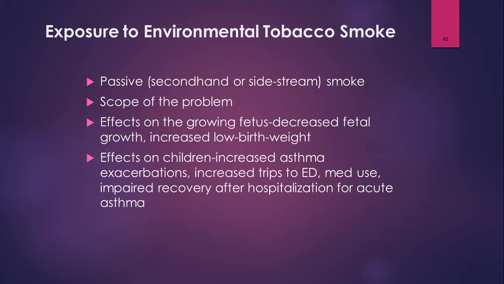Exposure to environmental tobacco smoke results in increased numbers of respiratory illnesses, increased respiratory symptoms such as coughing and wheezing, and reduces performance on pulmonary function tests. Passive smoke is also called secondhand or side stream smoke. Indoor exposure to tobacco smoke has been linked to asthma in children.